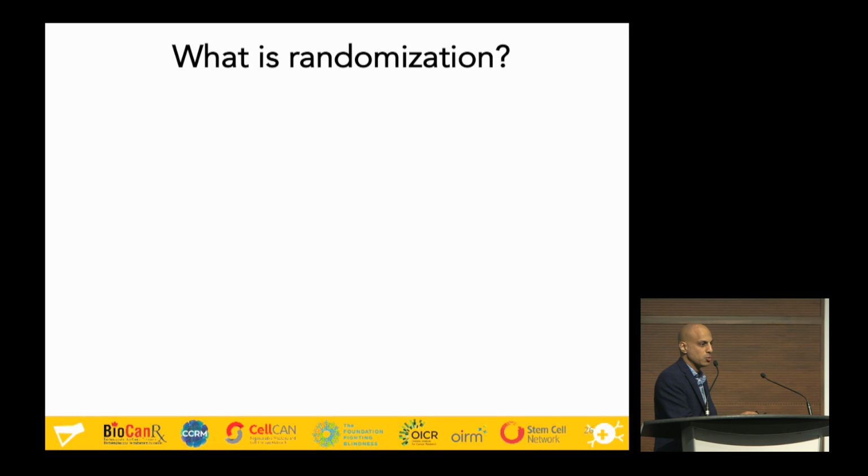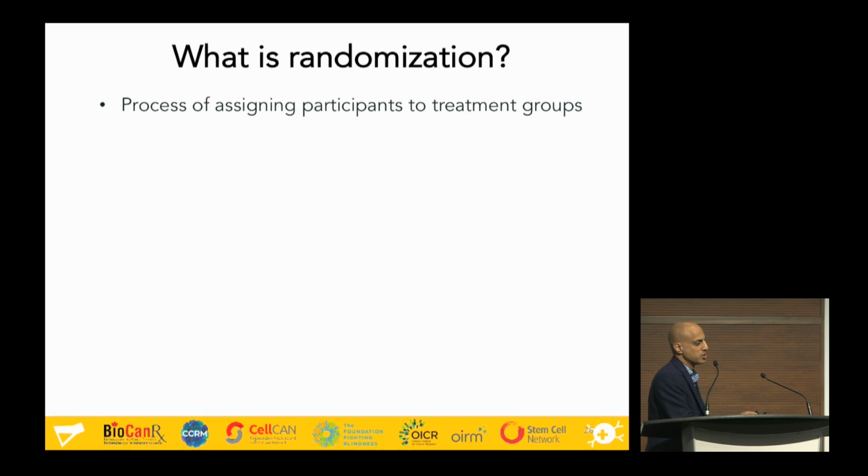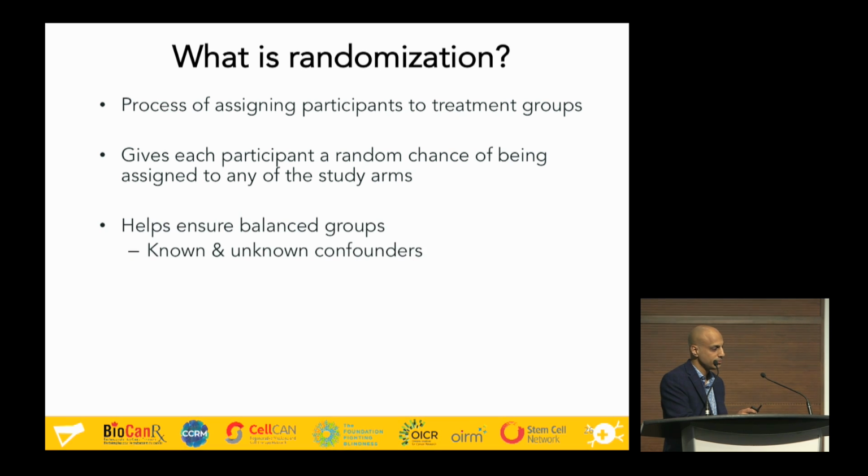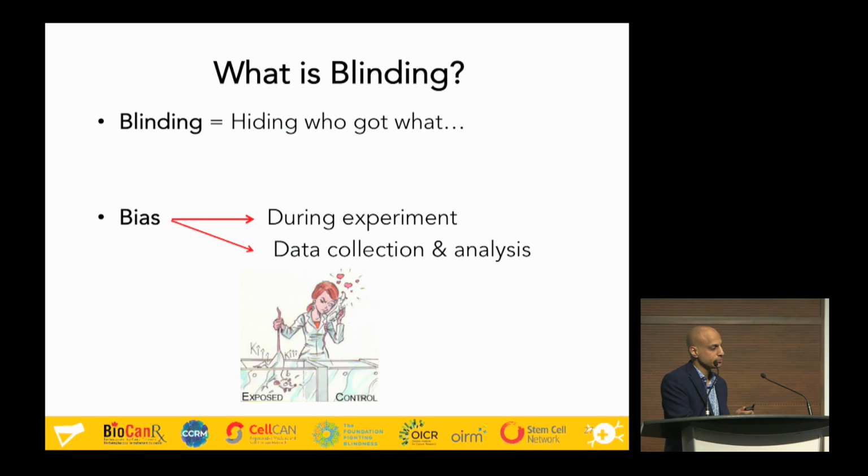So in terms of randomization, what is it and how do we actually implement it? Randomization, put simply, is the process of assigning participants to treatment groups. In other words, it gives each of your mice, or your participants in the trials you're running in the lab, a random chance of being assigned to any of the study arms in your experiments. This helps ensure balanced groups. It helps balance known and unknown confounders. And if you actually operationalize randomization, it keeps the statistical test you run at the end of your experiment honest and valid as well.